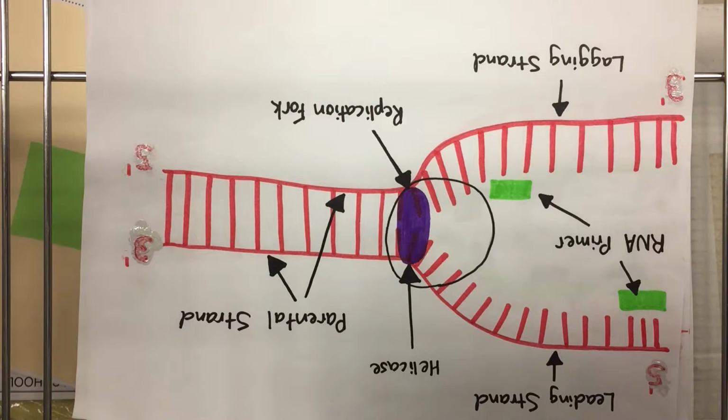First, hydrogen bonds in the middle of the DNA strand are broken by helicase, an enzyme necessary for DNA replication. Once the bonds have been broken, a replication fork, the point at which a DNA molecule is replicating, is created.